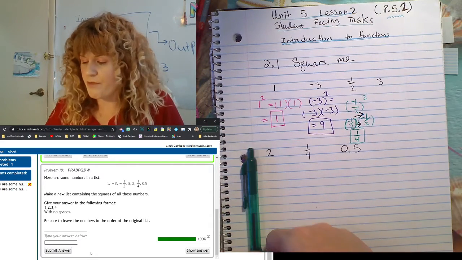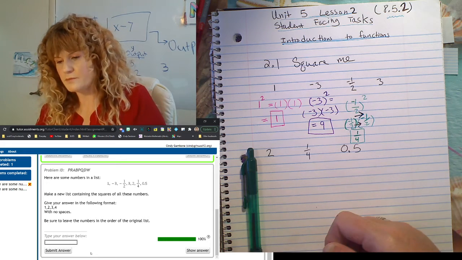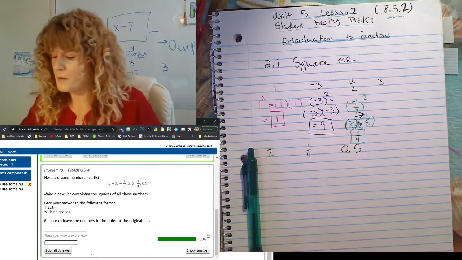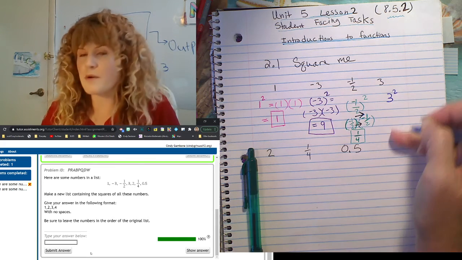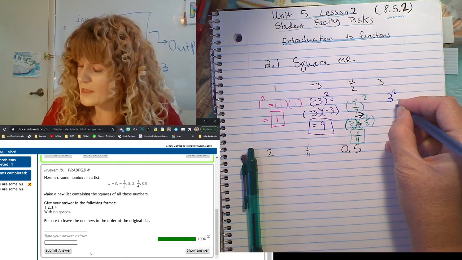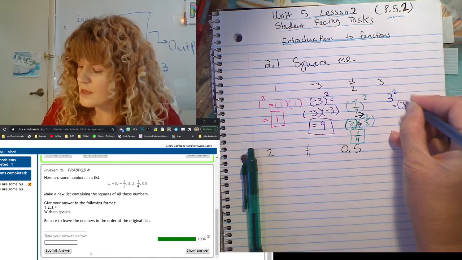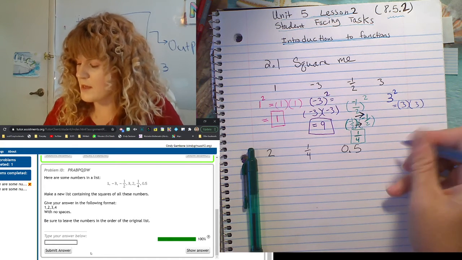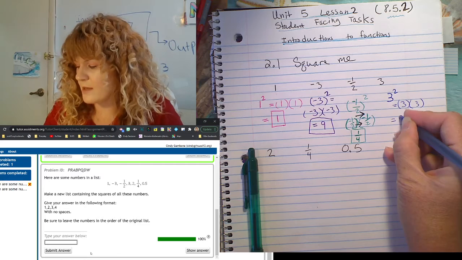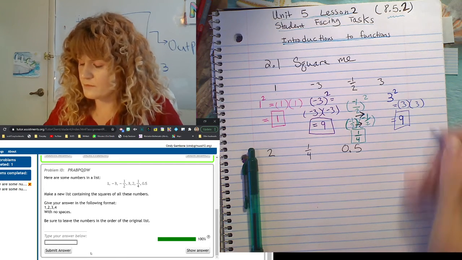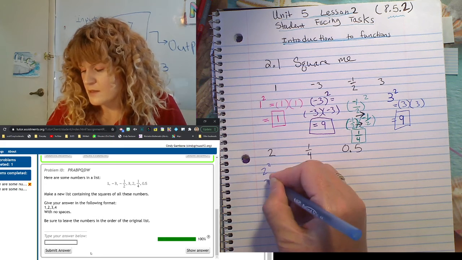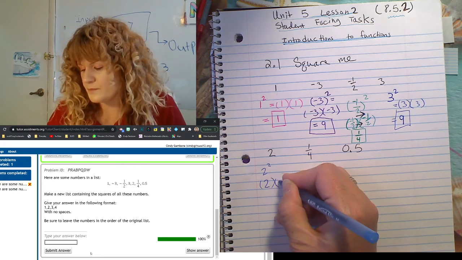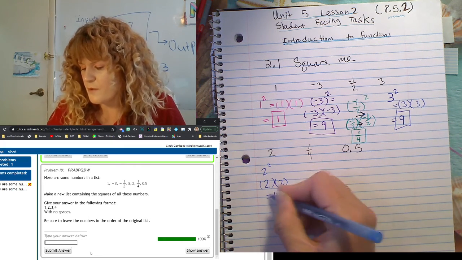Okay, how about 3 squared? 3 squared, the notation is 3 to the power of 2, but that equals 3 times 3, which is 9. Keep going. 2 squared is 2 times 2, which equals 4.